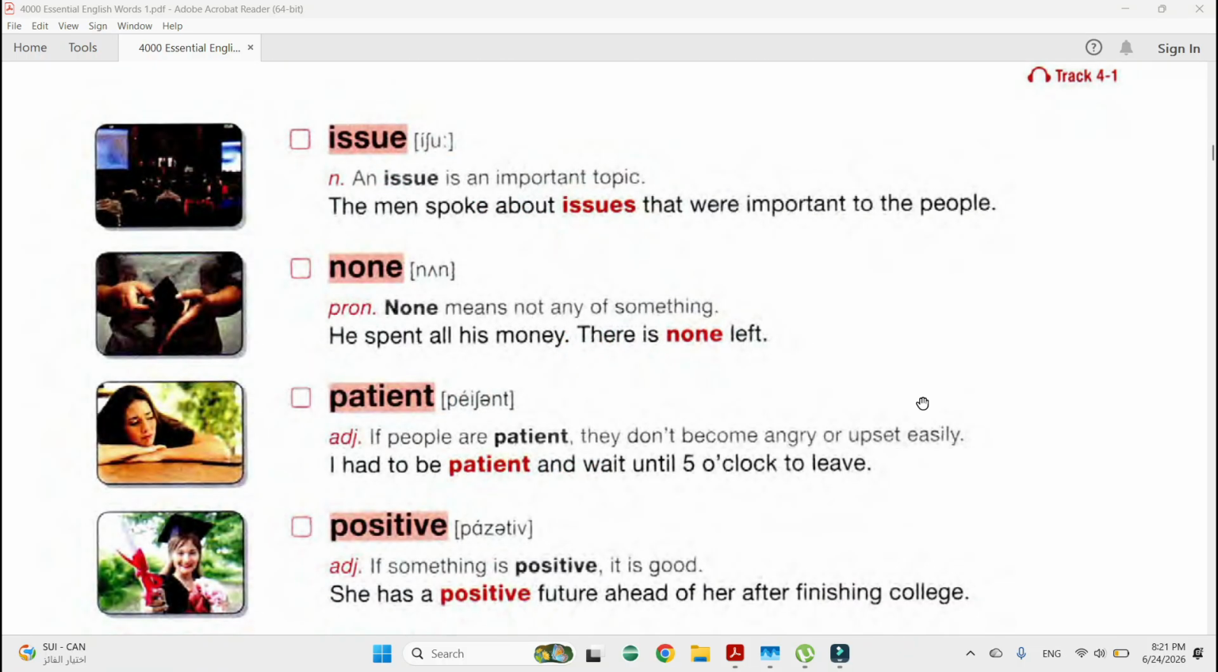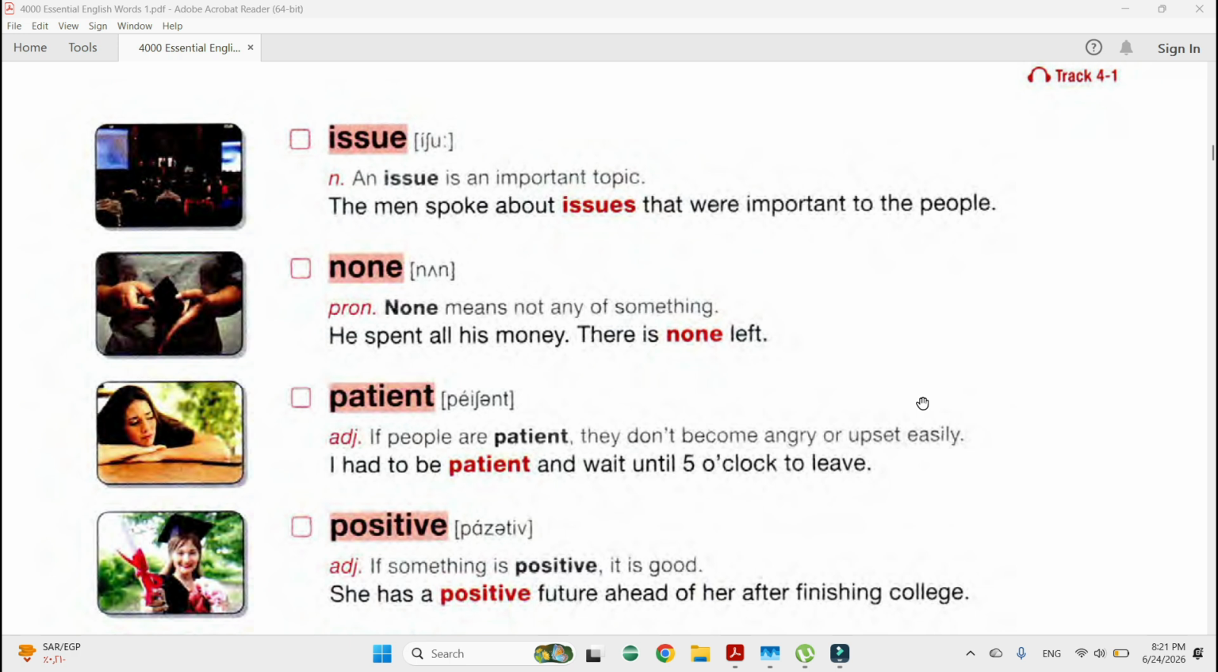Next word is issue. The issue is an important topic. The men spoke about issues that were important to the people.